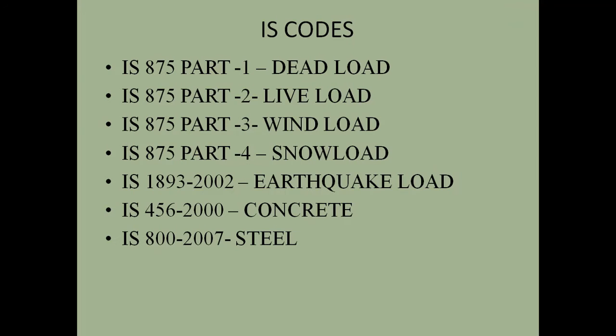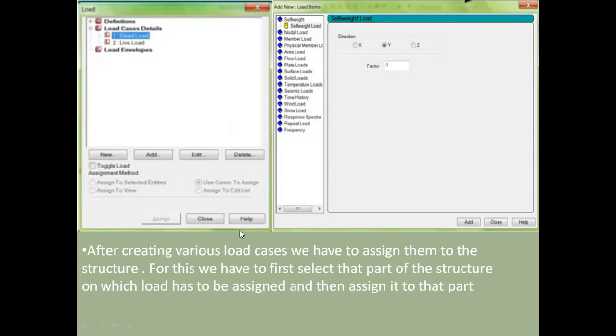And these are some IS codes which we're going to use in the STAAD.Pro software. The first one is IS 875 Part 1, that is used for dead load, IS 875 Part 2 for the live load, IS 875 Part 3 for the wind load, and IS 875 Part 4 for the snow load. Earthquake load is IS 1893 2002, and we all know that concrete is IS 456 2000, and steel is IS 800 2007.